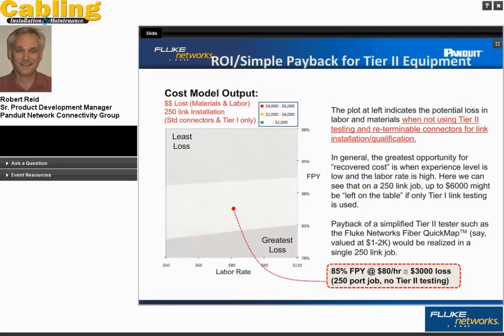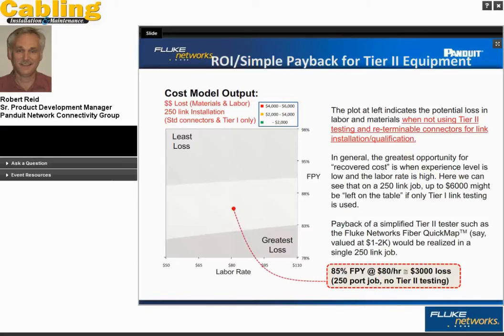I hope this is showing up on the screen, but this is a little bit difficult to understand. I've got a labor rate and first pass yield model. So as a function of the labor rate and as a function of first pass yield, I can start to estimate, if I do tier 2 testing, what can I save, or conversely, what am I leaving on the table as lost revenue.